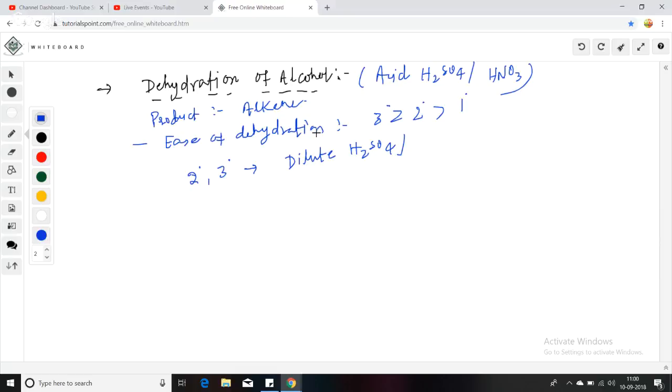One more thing: 1 degree alcohol is difficult to dehydrate, so for 1 degree alcohol we compulsorily use concentrated H2SO4, a comparatively strong acid, unlike dilute H2SO4. This reaction follows Saytzeff rule.